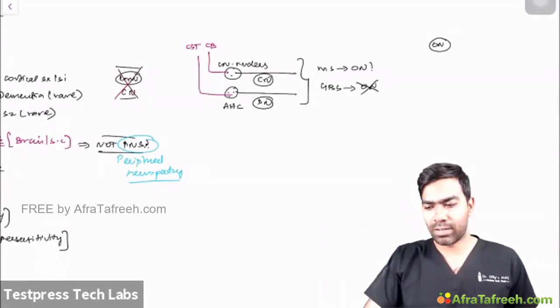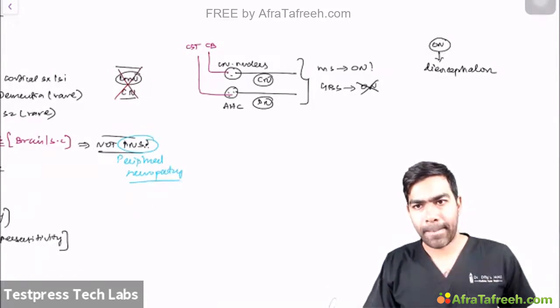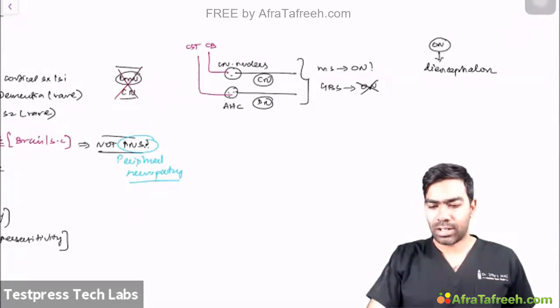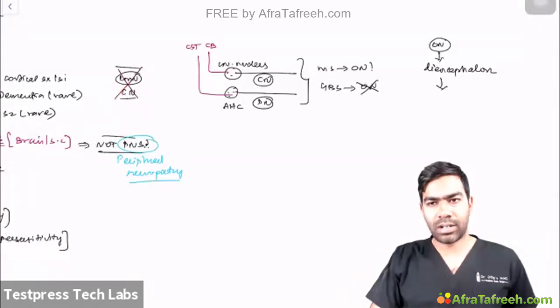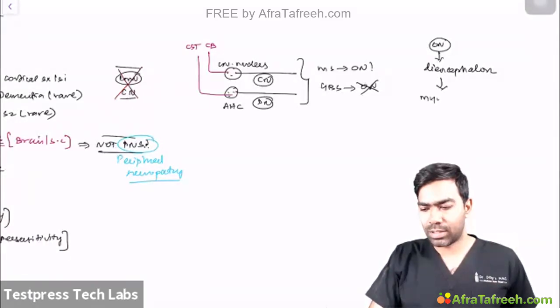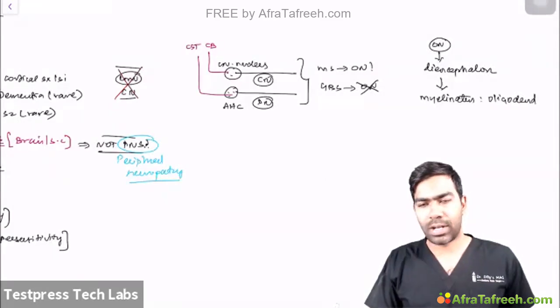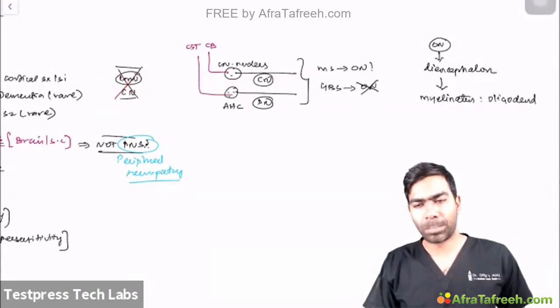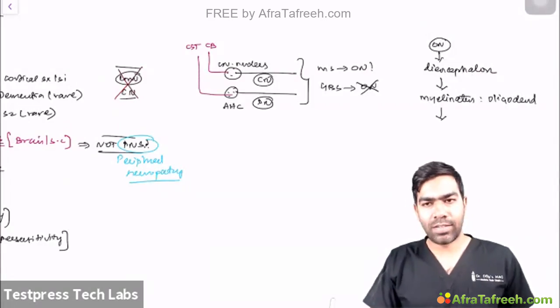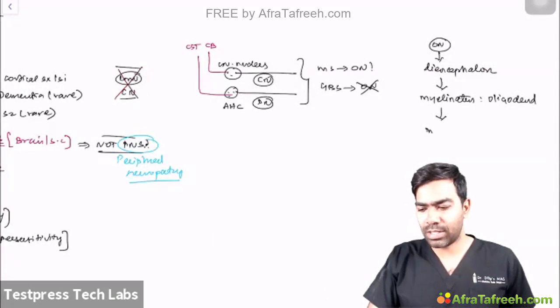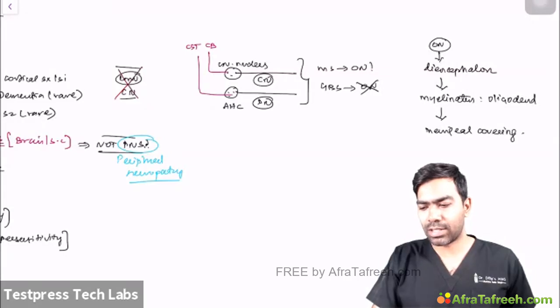For example, take the optic nerve. They originate from the diencephalon, which means it's a brainstem structure. Then, as far as myelination is concerned, myelination of optic nerves is basically done by oligodendrocytes only, not by Schwann cells. But the rest of the cranial nerves are actually myelinated by Schwann cells only. And the third differentiating point is that optic nerves have meningeal covering. That's why you're able to look at papilledema in the setting of raised ICP.